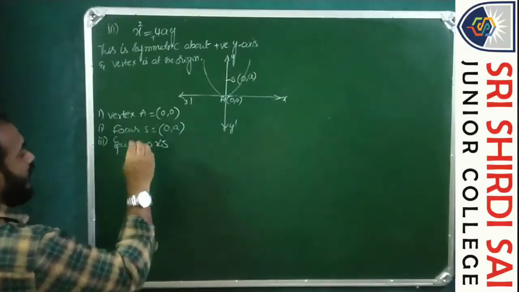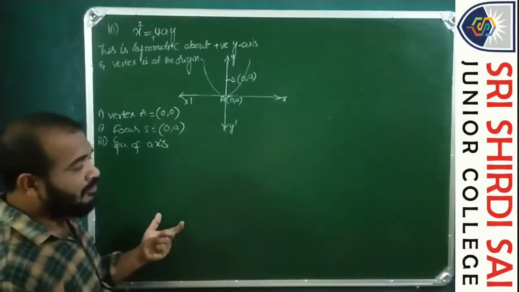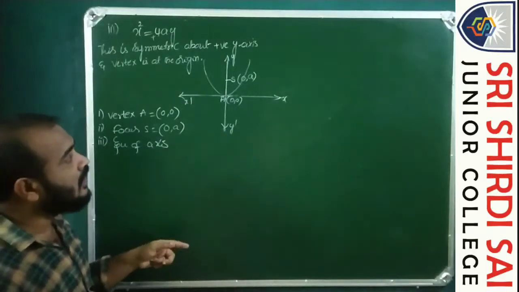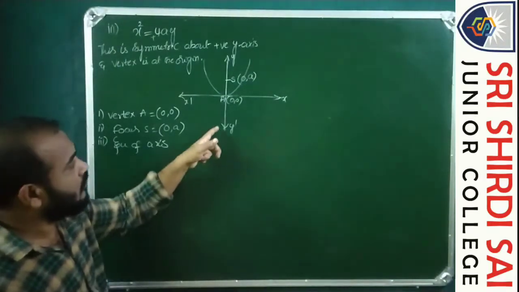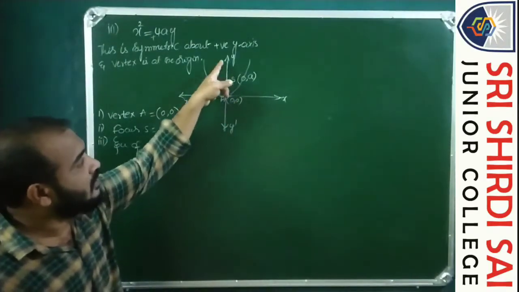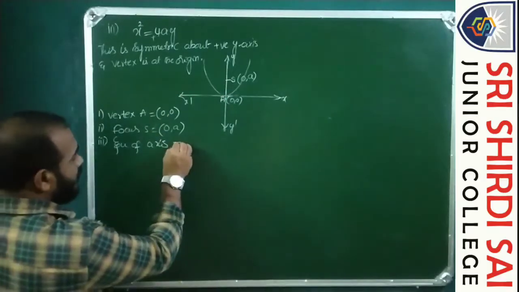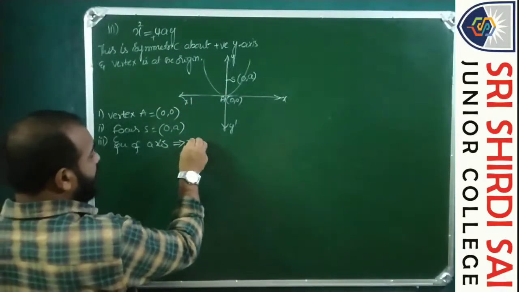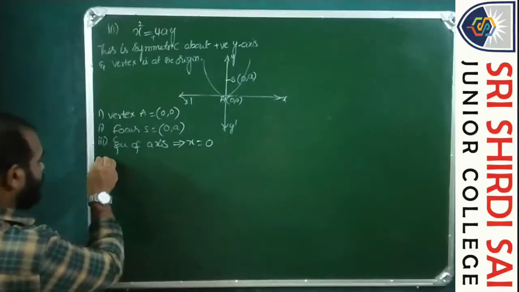Third, equation of the axis. Axis means principal axis. The principal axis is the line which always passes through the focus. What is the line passing through the focus? The y-axis. What is the equation of the y-axis? x equals 0.